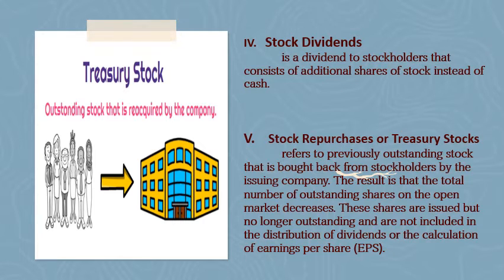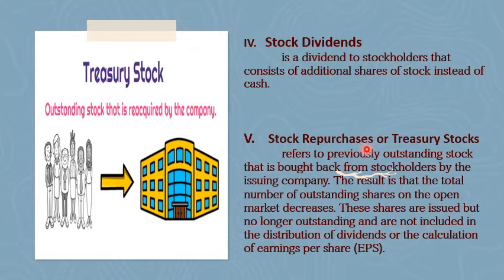The fourth common feature of a common stock is stock dividends. As I've mentioned earlier, a dividend is the distribution of a company's earnings. A stock dividend is a dividend to stockholders that consists of additional shares of stock instead of cash. So if a company doesn't want to release earnings in the form of cash, then they can release stock dividends to add to the outstanding shares of their stockholders.